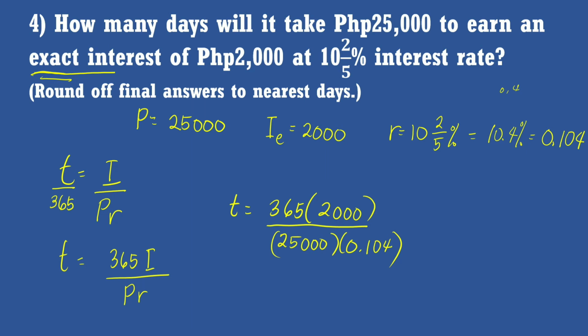we have 280.7692308. Okay, now our instruction here is to round off final answers to the nearest number of days. So our final answer is 281 days.